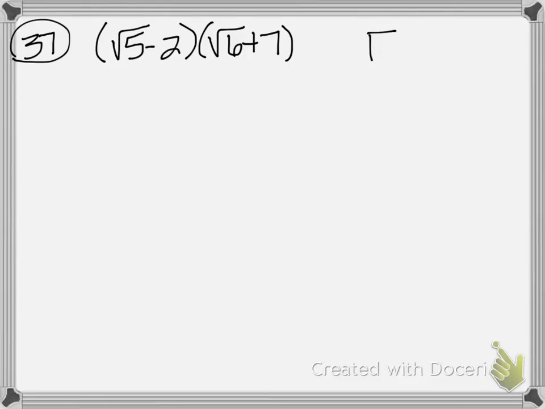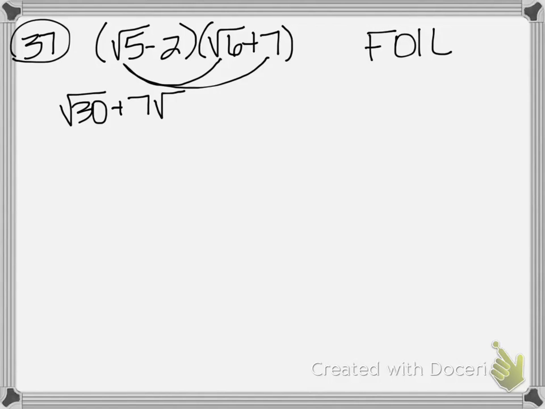37 is foiling this problem. So first, outer, inner, last. So my first terms, square root 5 times square root 6 is square root 30. My outer terms, square root 5 times 7 is 7 square root 5. My inners, negative 2 times square root of 6 is just negative 2 square root 6. And my last terms, negative 2 times 7 would be negative 14.